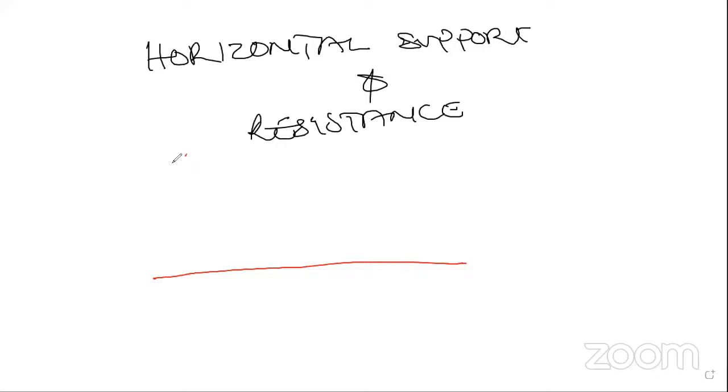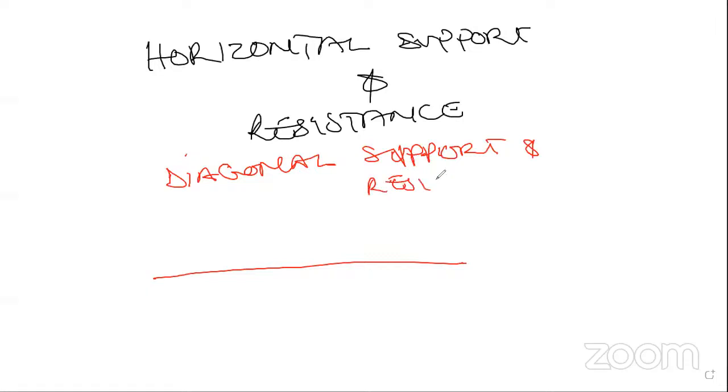And we also talked about diagonal support and resistance, which we have also described. And the diagonal line is something like this. It is a diagonal line. Okay, and now I'm going to remove my drawing so that I make things clear. So this is a horizontal line, and this is a diagonal line.